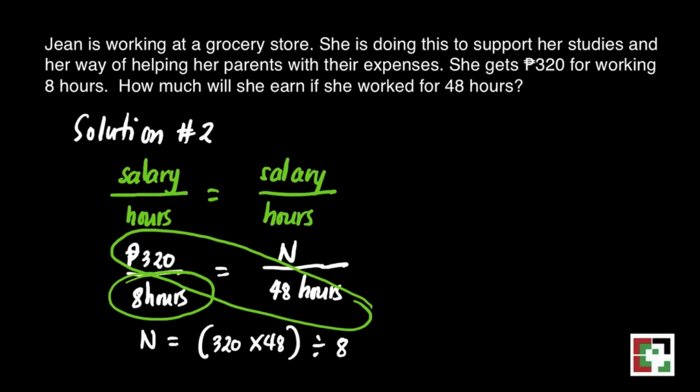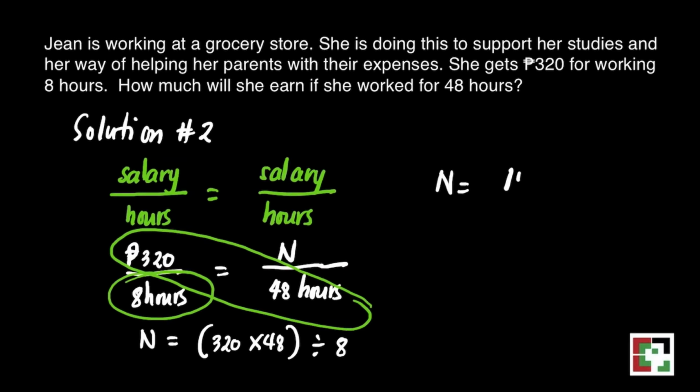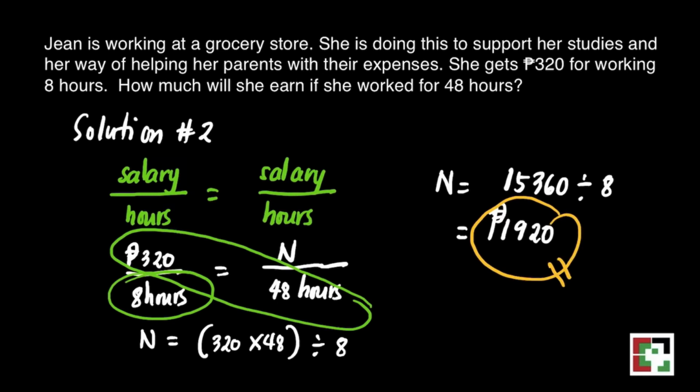320 times 48 is equal to 15,360 divided by 8. That will give us 1,920 as our final answer. It is just the same with what we have in solution number 1. It is up to you to choose which one do you like, whether solution number 1 or solution number 2, because we will still arrive at the same answer.